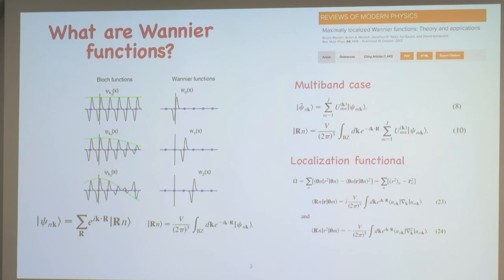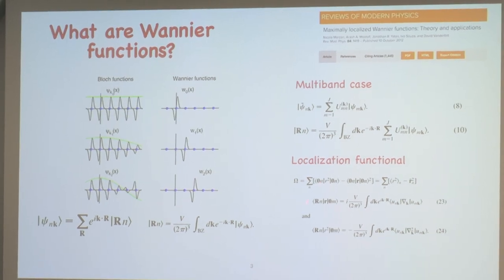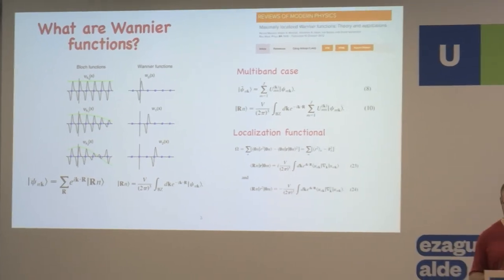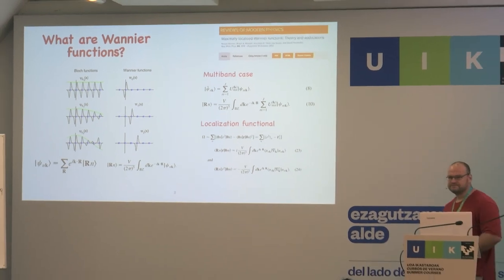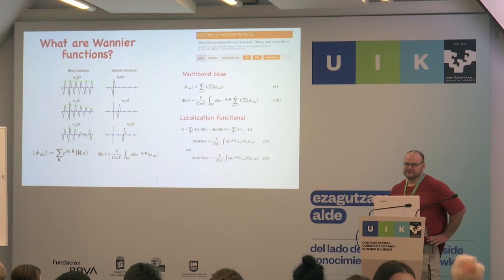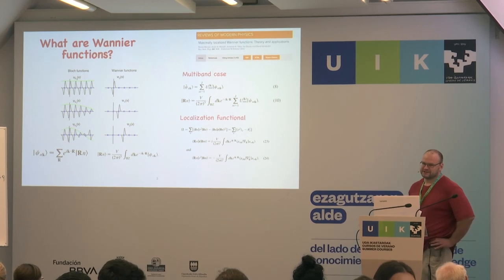So basically, finding these U's is the problem of Wannierization. So find such U's that your Wannier functions are localized. It's also good if they are symmetric, if they respect the symmetry of the crystal. It is also very important. And this is what is done in the Wannier90 code, which was developed quite long ago, and is basically one of the most popular ways of constructing Wannier functions.